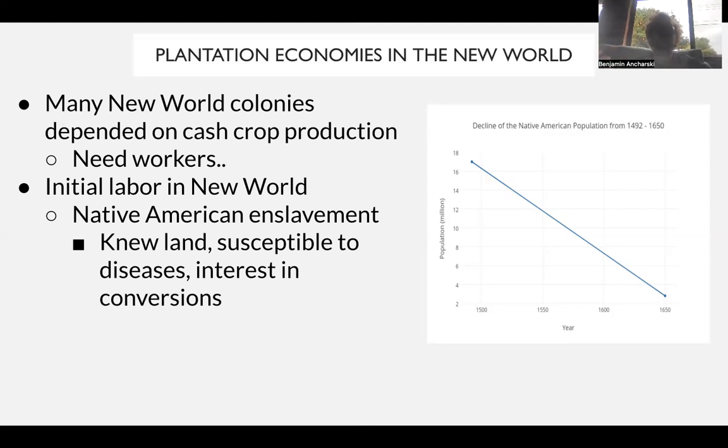Another thing is the fact that indigenous people tend not to be exposed to European diseases. They tend to be more susceptible to European disease, and thus are not going to be as populous, as you can see in this graph right here, this depiction of the decline of indigenous population in the Americas.